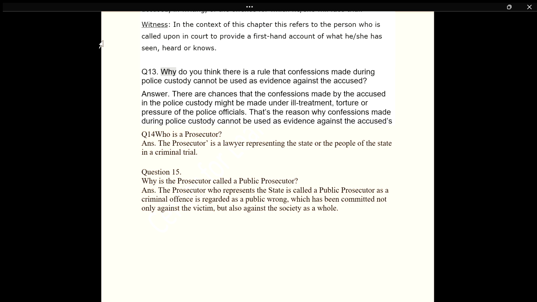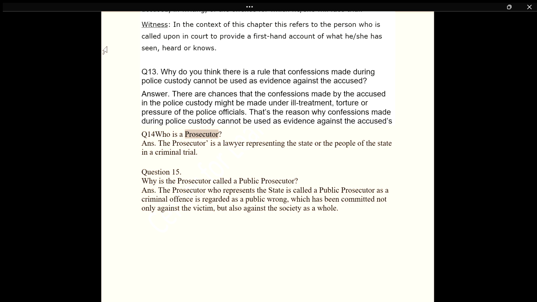Q13. Why do you think there is a rule that confessions made during police custody cannot be used as evidence against the accused? Answer. There are chances that the confessions made by the accused in police custody might be made under ill treatment, torture or pressure of the police officials. That's the reason why confessions made during police custody cannot be used as evidence against the accused.